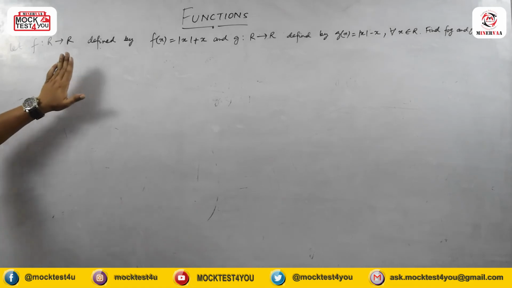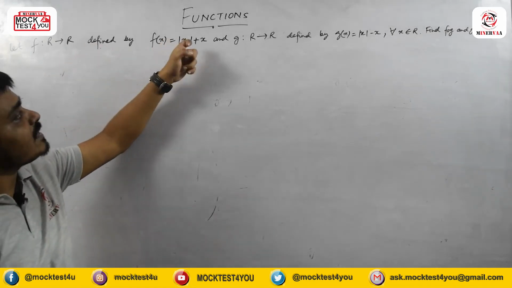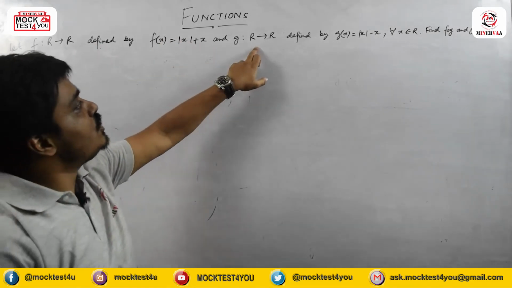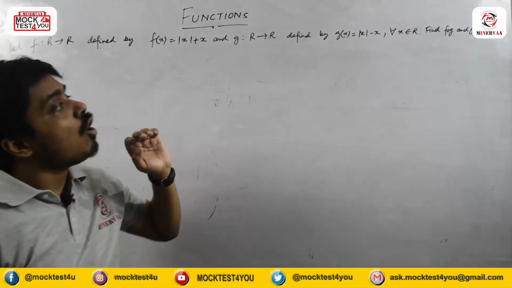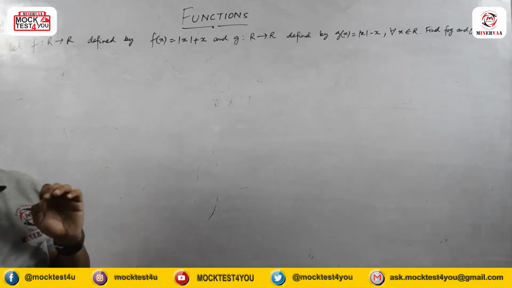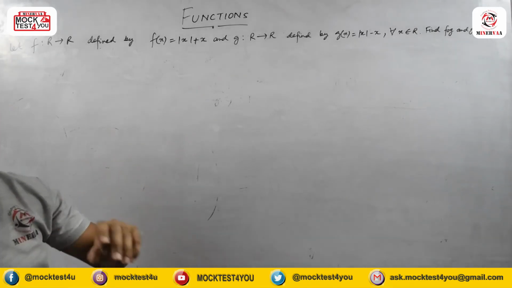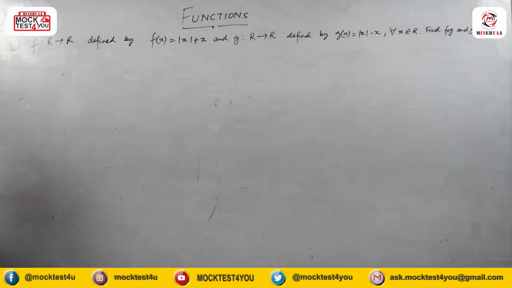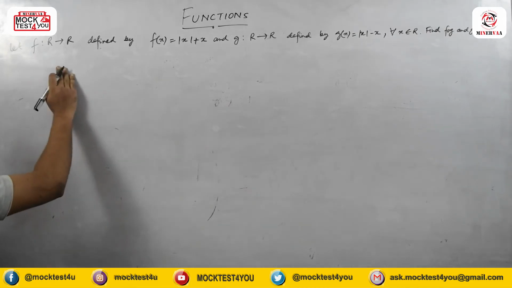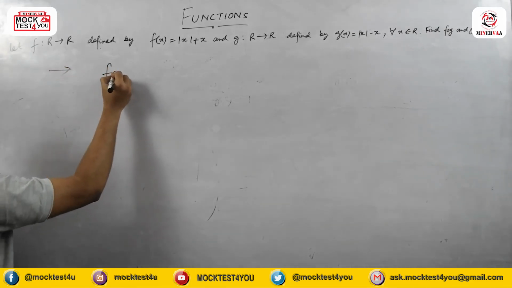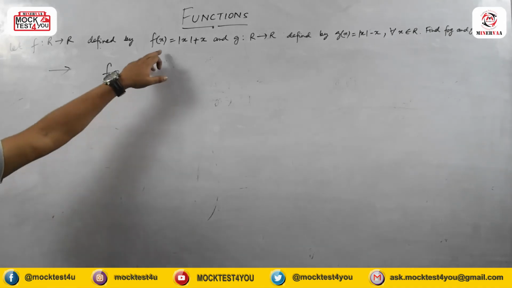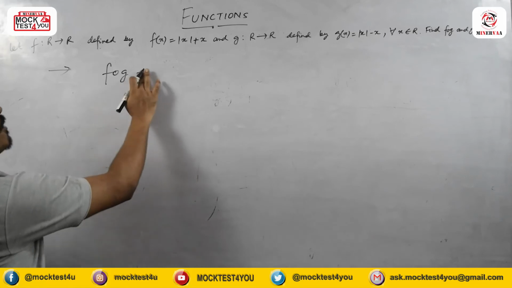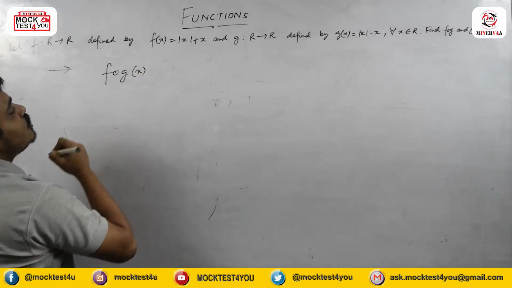So it's a real function defined by f(x) = |x| + x, and g is also a real function defined by g(x) = |x| - x. For all x element of R, we have to find f of g and g of f. So let us do it. Now first thing, f of g. Here the variable is x. So f of, we have to write g(x).